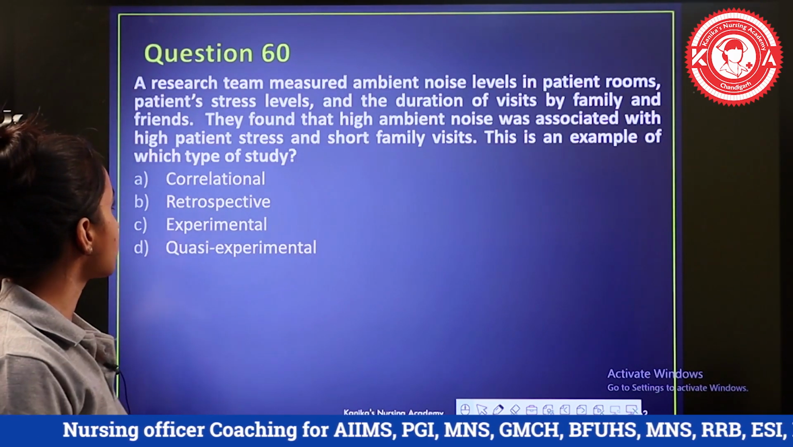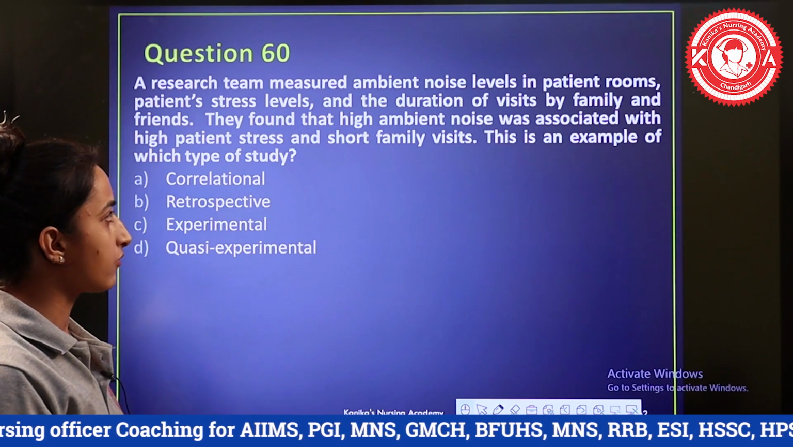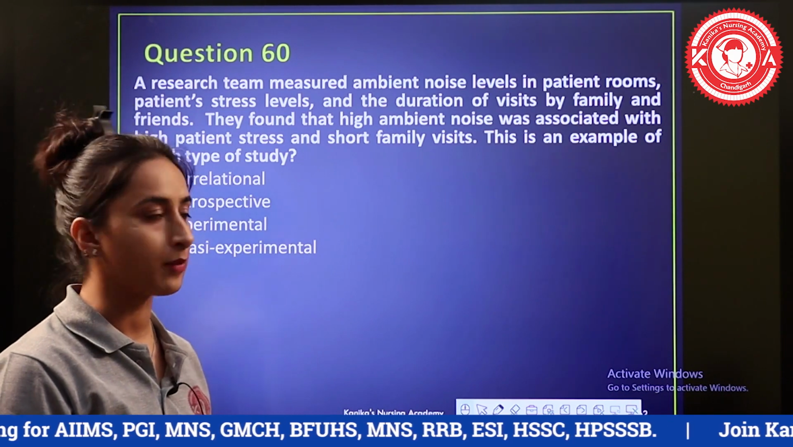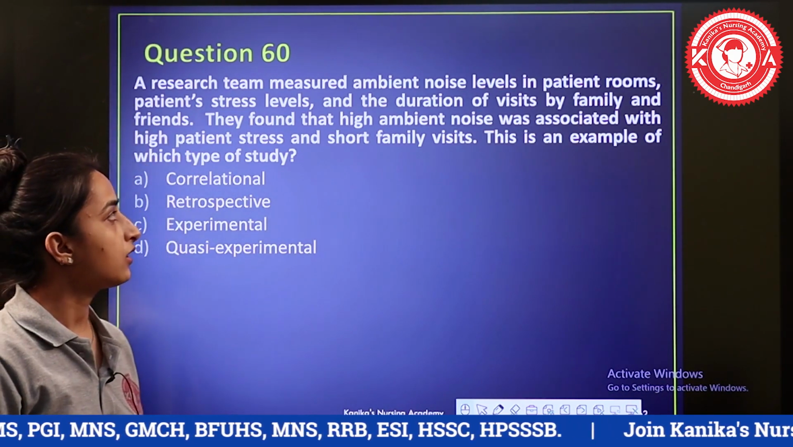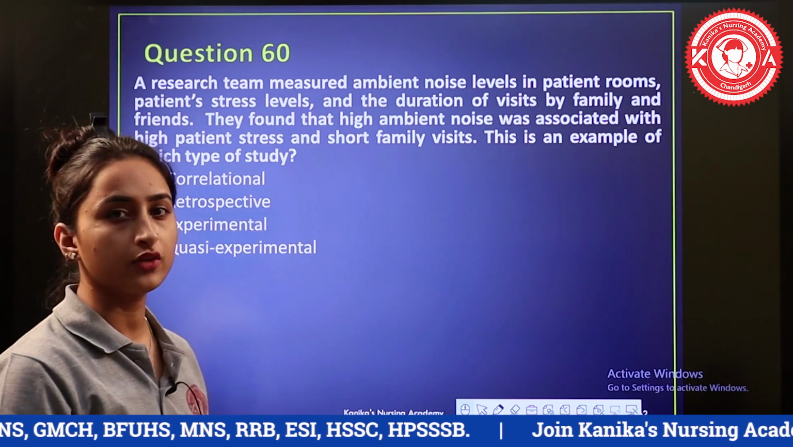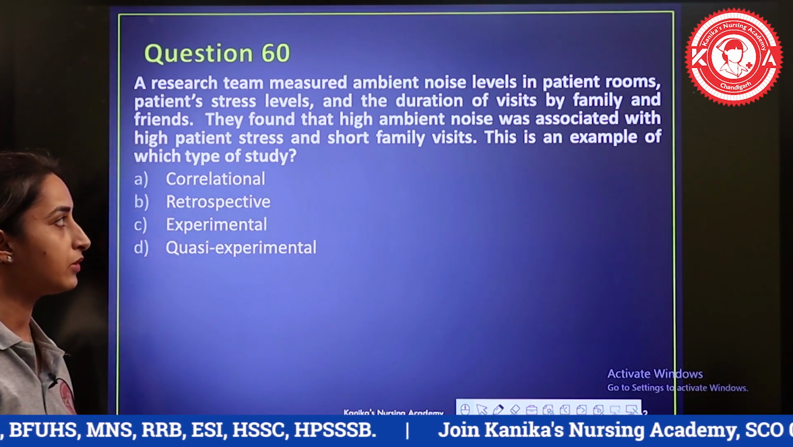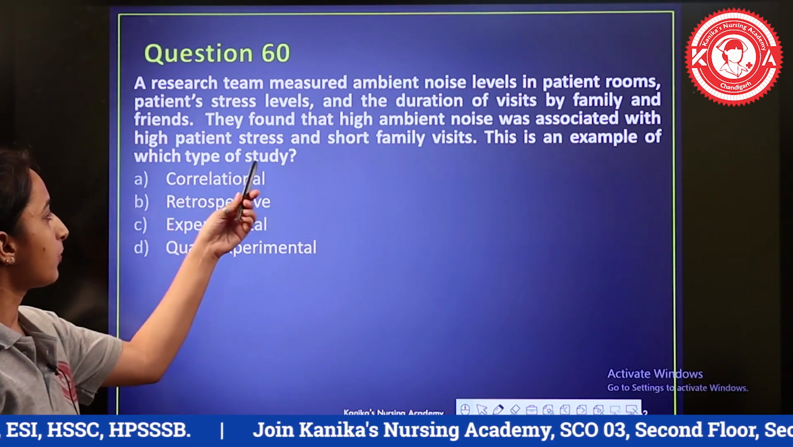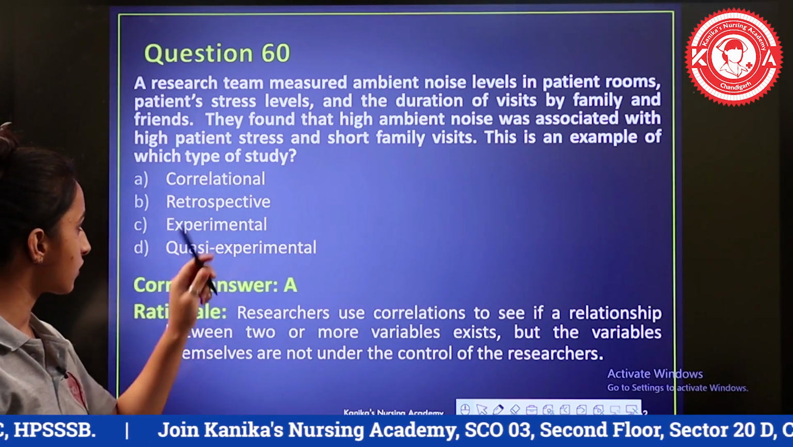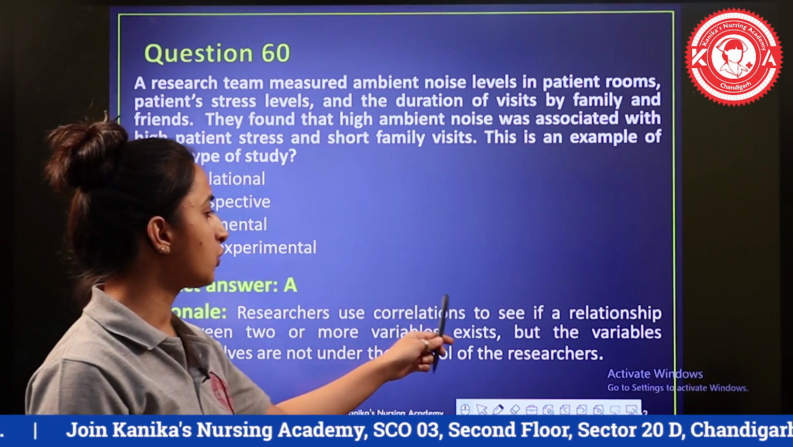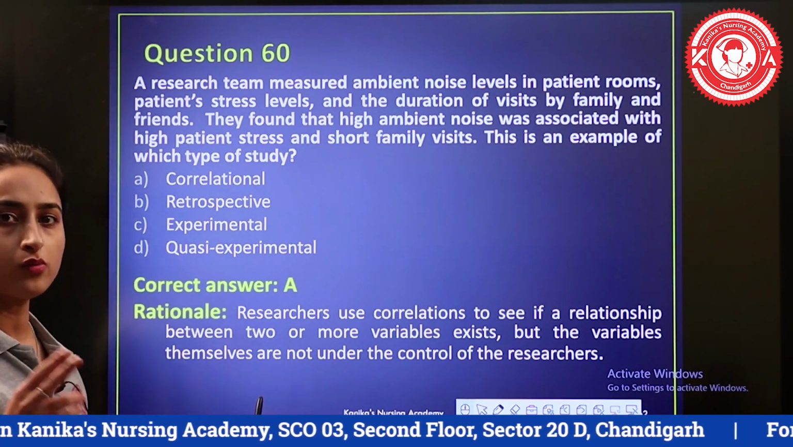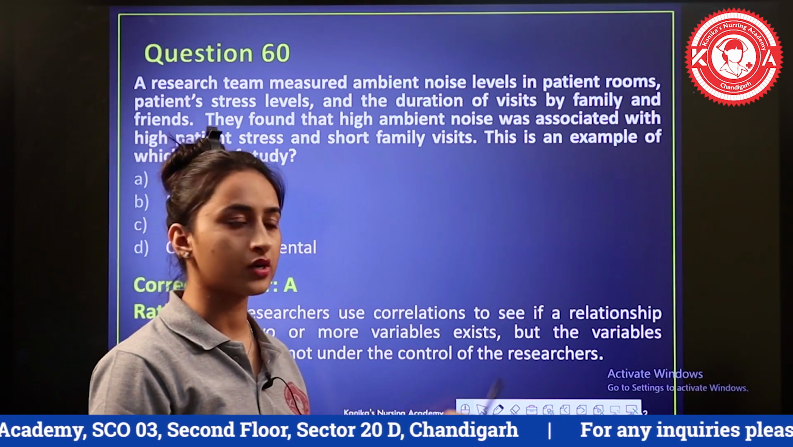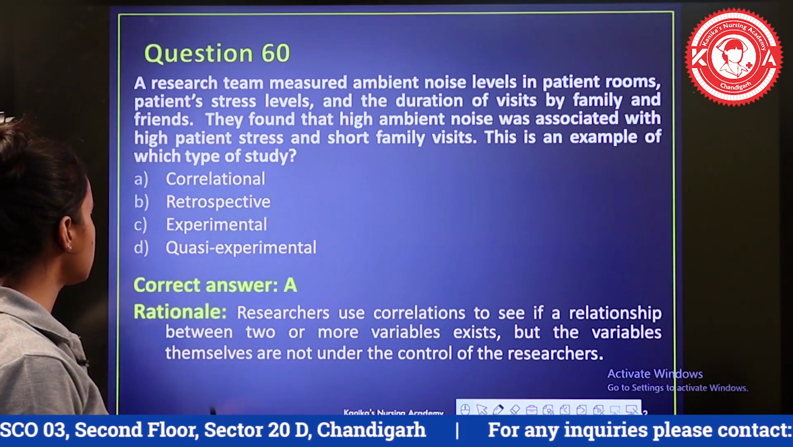Next question. A research team measured ambient noise level in a patient room, patient stress level and the duration of visit by the family and friends. They found that high ambient noise was associated with high patient stress and short family visit. So this is an example of which type of study? This is an example of a correlational study. What happens in a correlational study? The researcher uses correlation to see if a relationship between two or more variables exists, but the variables themselves are not under the control of the researchers. So the right answer is A.